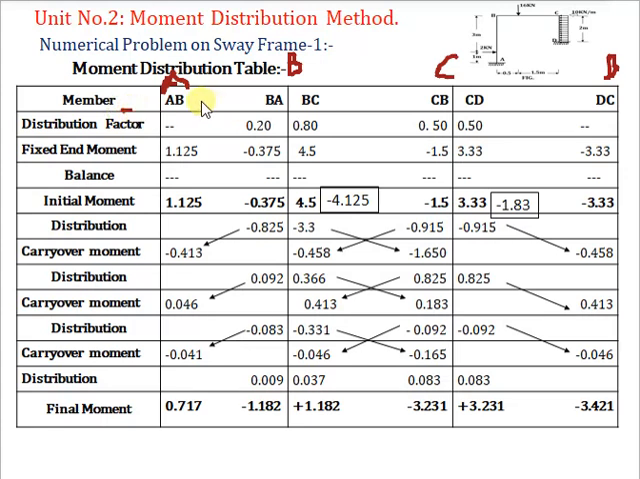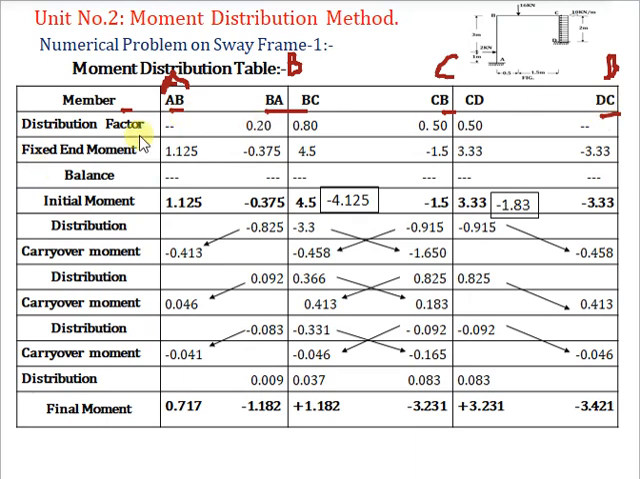Member connected to joint A is AB. Member connected to joint B, BA and BC. Member connected to joint C, CB and CD. And last, member connected to joint D, DC.